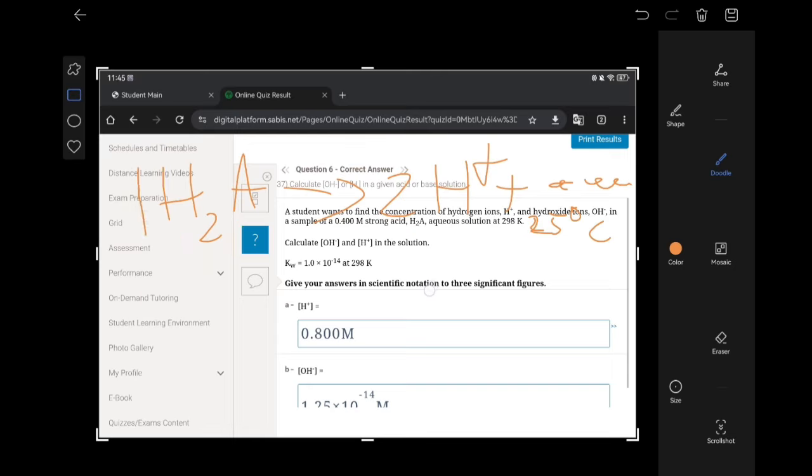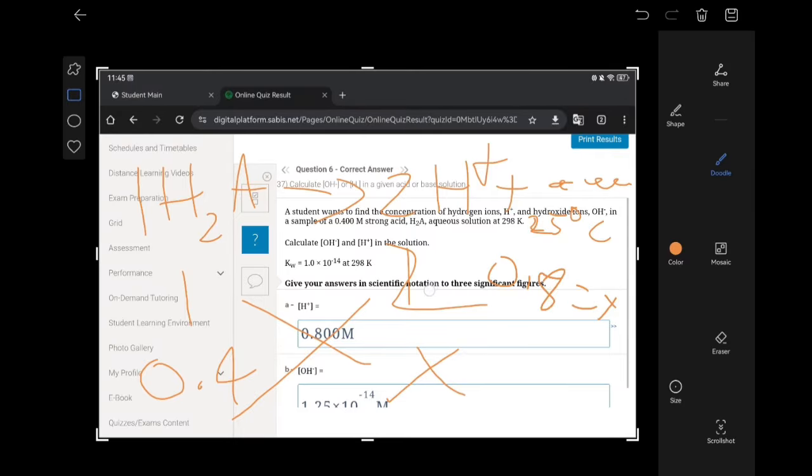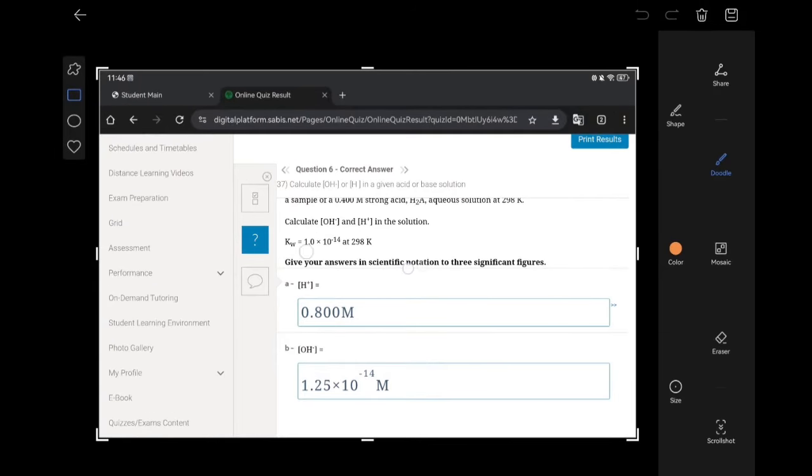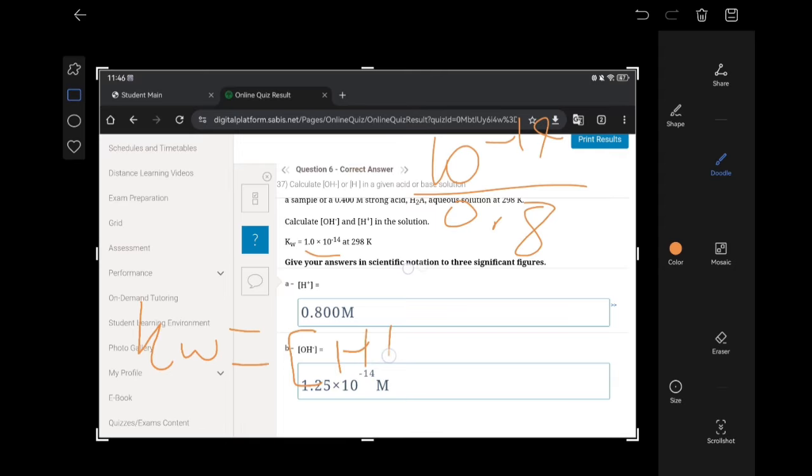For every 1 H2A, you get 2 H pluses. So 1, 2, and you know this is 0.4. So if 1 gives you 2, 0.4 gives you X. Cross multiply, it's stoichiometry. 0.8 equals X. That's it. And then again, Kw is given to you. So it's just 10 to the negative 14 over 0.8. Because again, Kw, always remember this: H plus times OH minus.